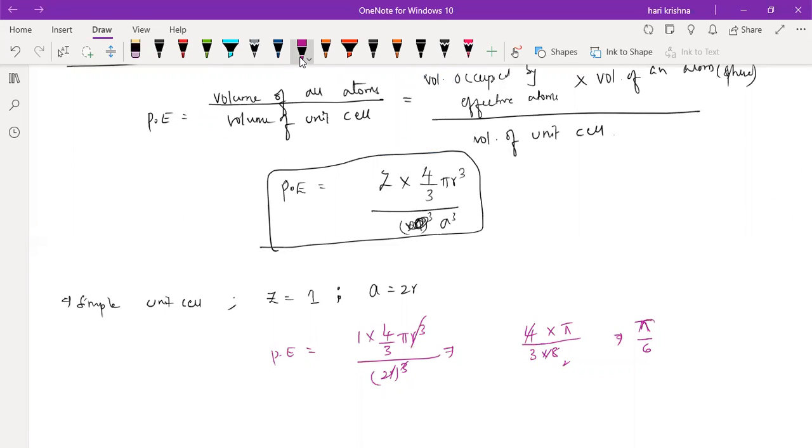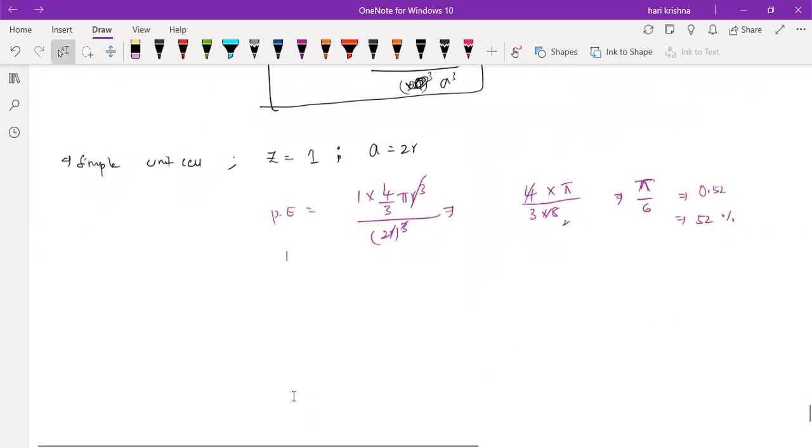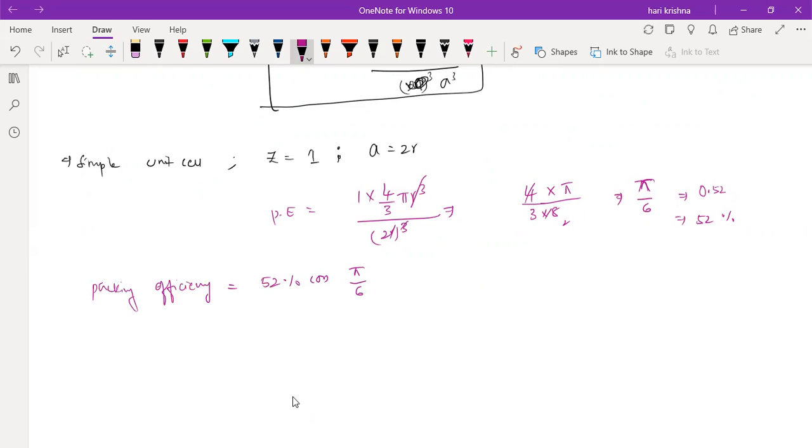Pi by 6, now how much? It's approximately equal to 0.52, that is 52%. The packing efficiency of simple cube is how much? You can say it is pi by 6, or you can say it as 52%. Packing efficiency is equal to 52% or pi by 6 in the case of simple cube.